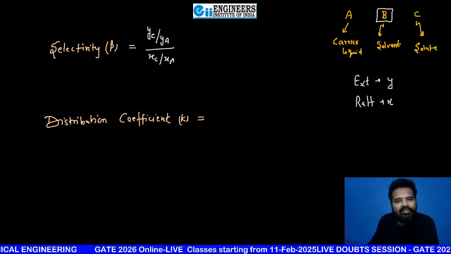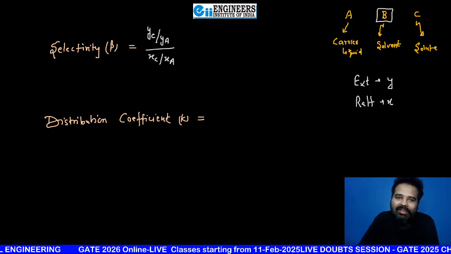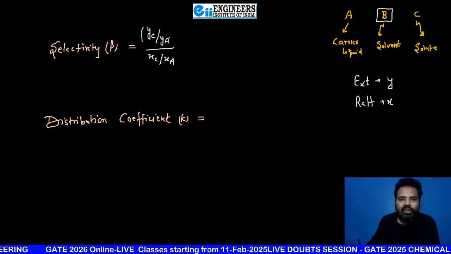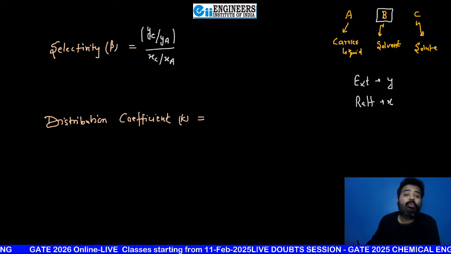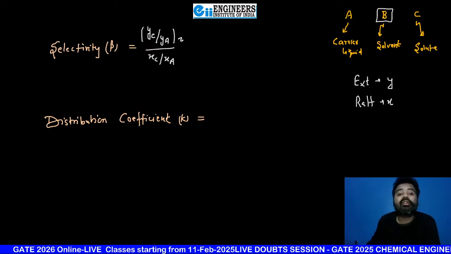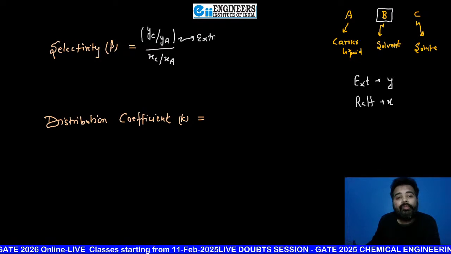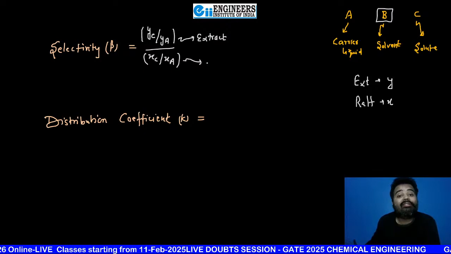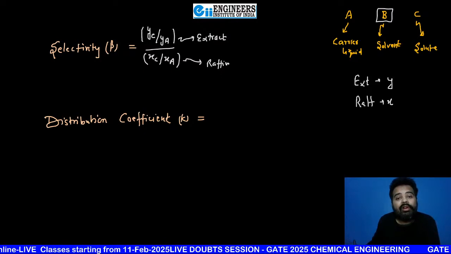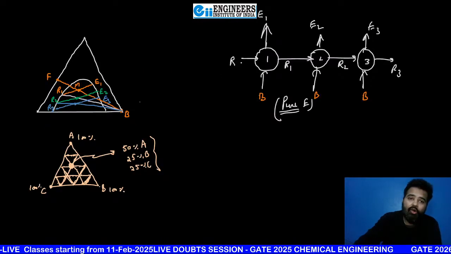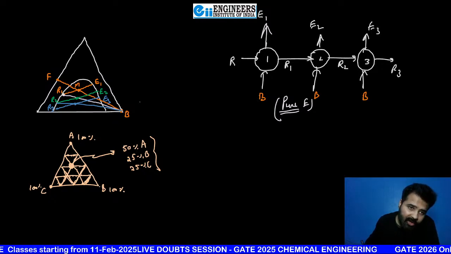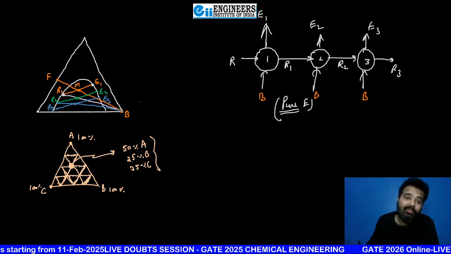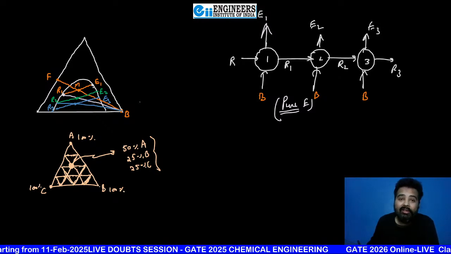YC by YA upon XC by XA. YC by YA means the mole fractions of C and A in the extract phase. And these XC and XA are in the raffinate phase. Very, very easy now. Now, how do we get it? Suppose this is your raffinate phase and this is your extract phase. From this, you will be able to know the coordinates. What is the value of A, XA, YA? Very, very easy now.